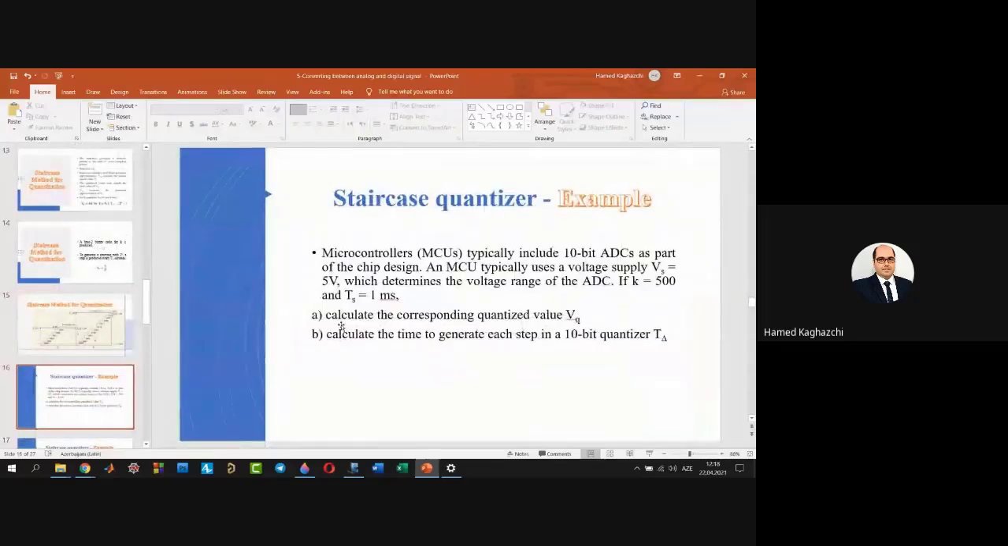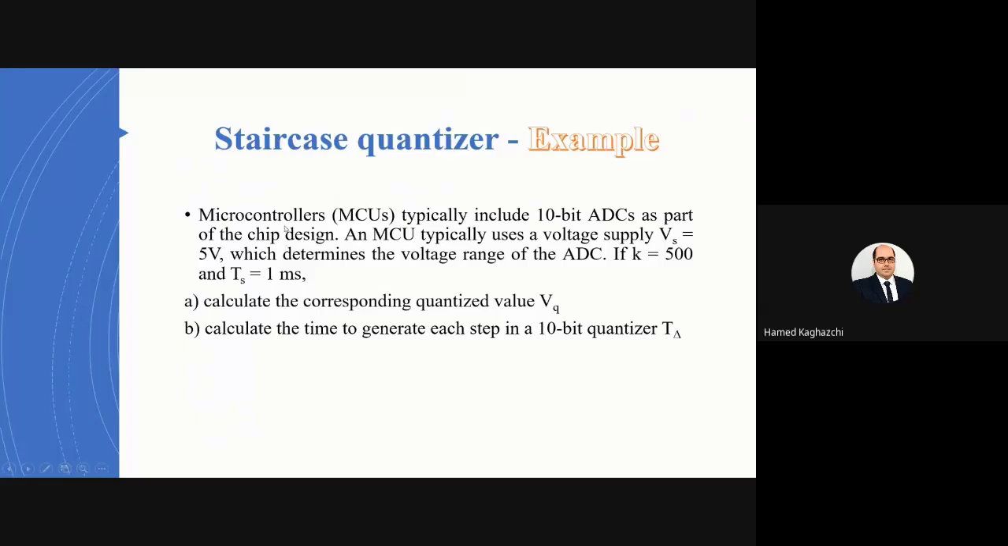So as an example, suppose that we have a microcontroller that typically includes a 10-bit ADC. 10-bit ADC means that it uses 10 bits to convert analog to digital. And the voltage supply of this microcontroller is 5 volts. This is the Vmax, the maximum value for voltage that we talked about in the previous section.